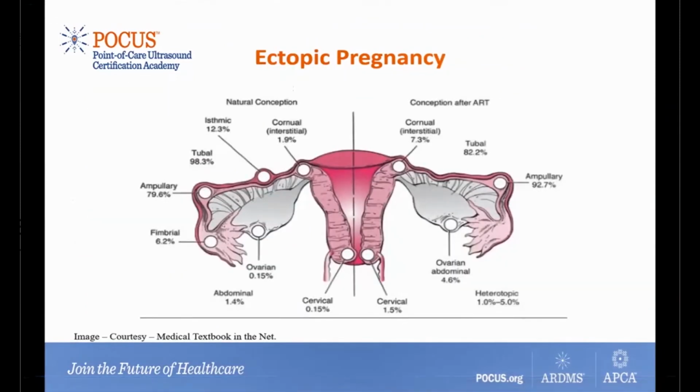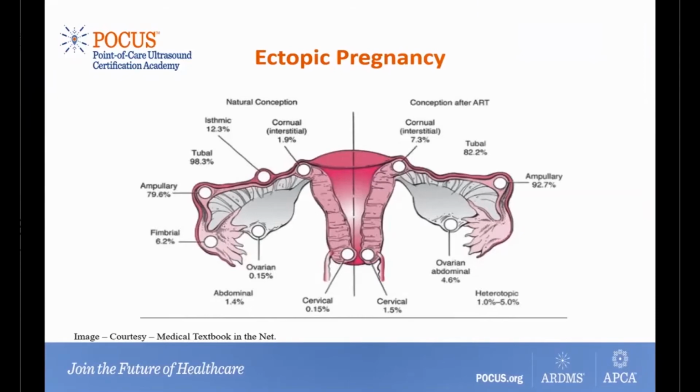Next, to talk about the ectopic pregnancy, very important condition and should be recognized. The most common site of ectopic implantation actually occurs in the tube, the fallopian tube. And out of the fallopian tube region, we see that the ampullary region is the highest incidence of the implantation of the ectopic. There is a slight variation if we look at natural conception versus conception after ART, assisted reproductive therapy.